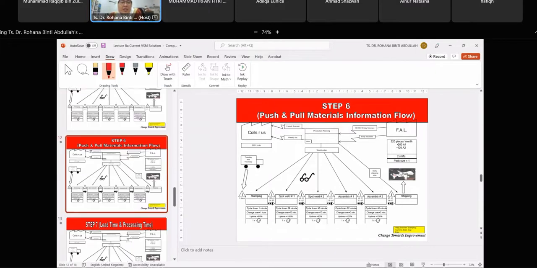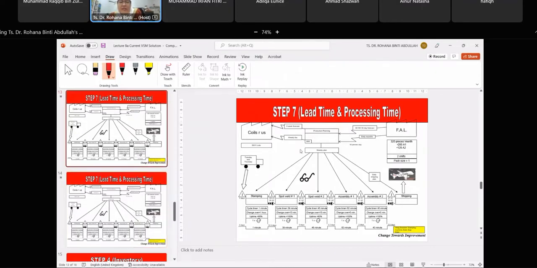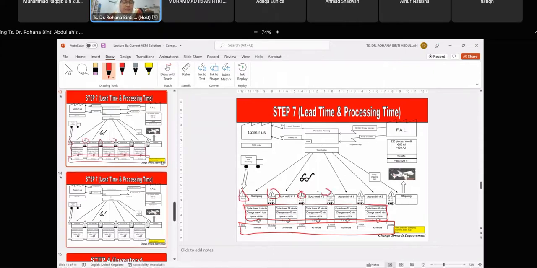Alright. Sama juga. And then step 7 identify lead time and processing time. Macam mana identify kan? Apa nama? Dekat sini lah. This is the information flow. Right? Based on the information you dapat dekat sini ya. And information pasal inventory semua ni. Alright?